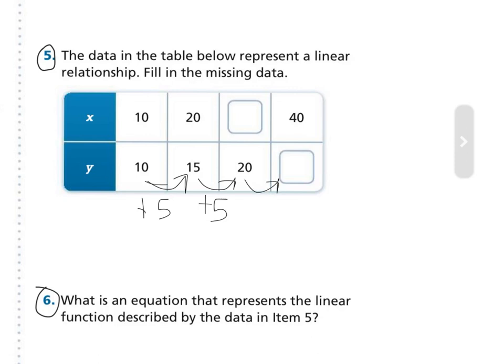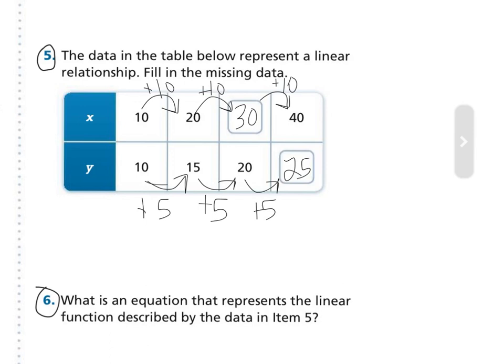So we can presume maybe if we add another 5, that would be 25. On the x's, what are they doing? Adding 10 means our blank here would be 30. Okay. And did we continue the pattern? Yes, we added 10 again, which is what we need to check to make sure that we actually did the right thing down here. Okay?